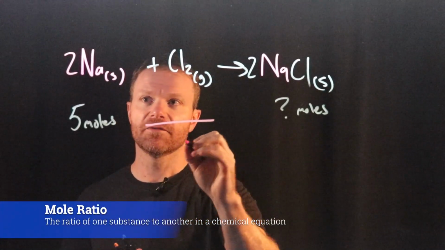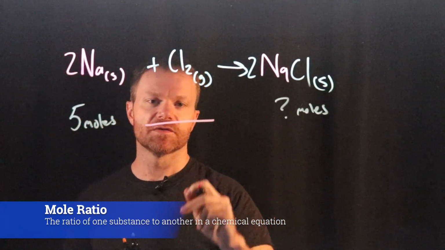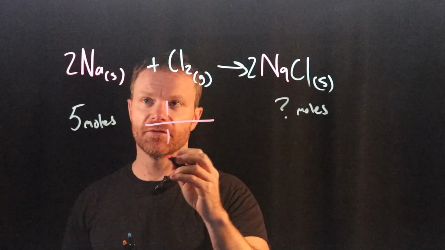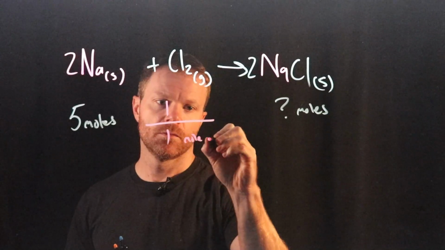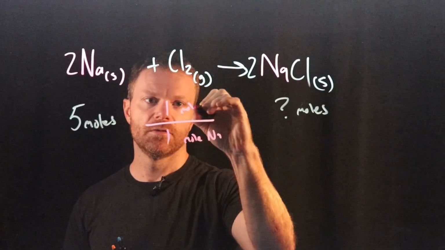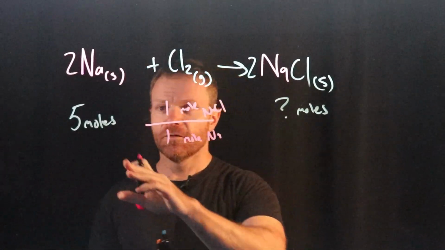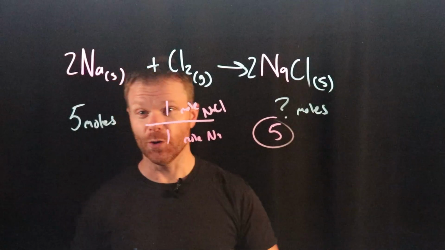You would say for every 2 moles of sodium, there are 2 moles of sodium chloride, so that simplifies to 1:1. For every 1 mole of sodium, there's 1 mole of sodium chloride. And so therefore, 5 times 1 divided by 1 equals 5 moles.